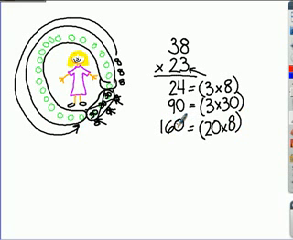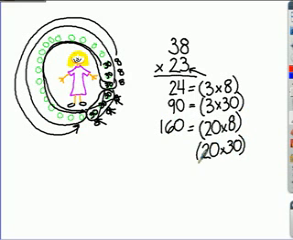160. Okay, so are my jelly bean piles empty now? No. How many are still left in each pile? 30. There are 30 in this pile, and 30 in this pile, and 30 in this pile, and 30 in all the rest of these piles. So I take my 20 piles times the 30 that are left in each one. And what is 20 times 30? 600. So that's 600 jelly beans.